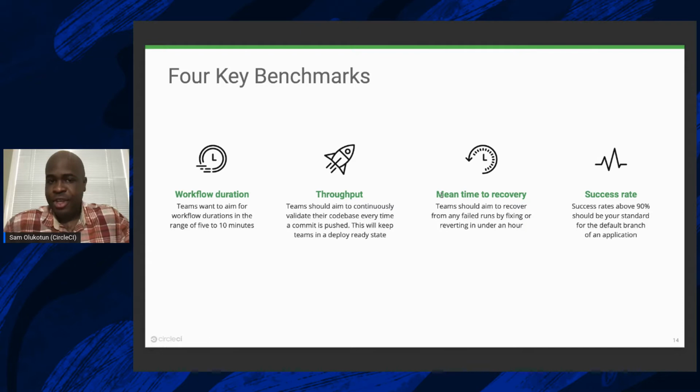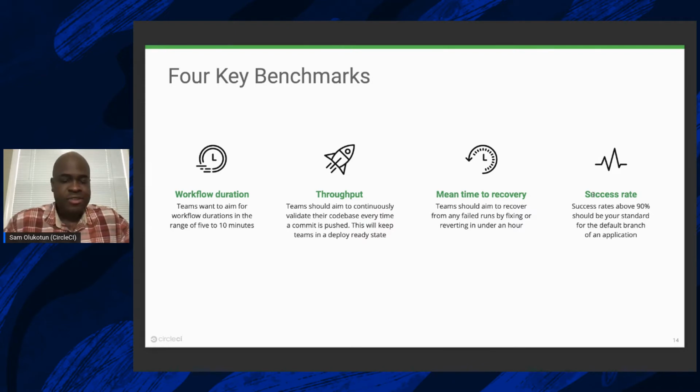Mean time to recovery is the time it takes from when you get a failing build or when you introduce an error into the pipeline to when that error is corrected or when that build is restored to a successful green state. We like to say that for teams, you want to aim to recover from any failed runs by fixing your builds or reverting to your last known good state within an hour.